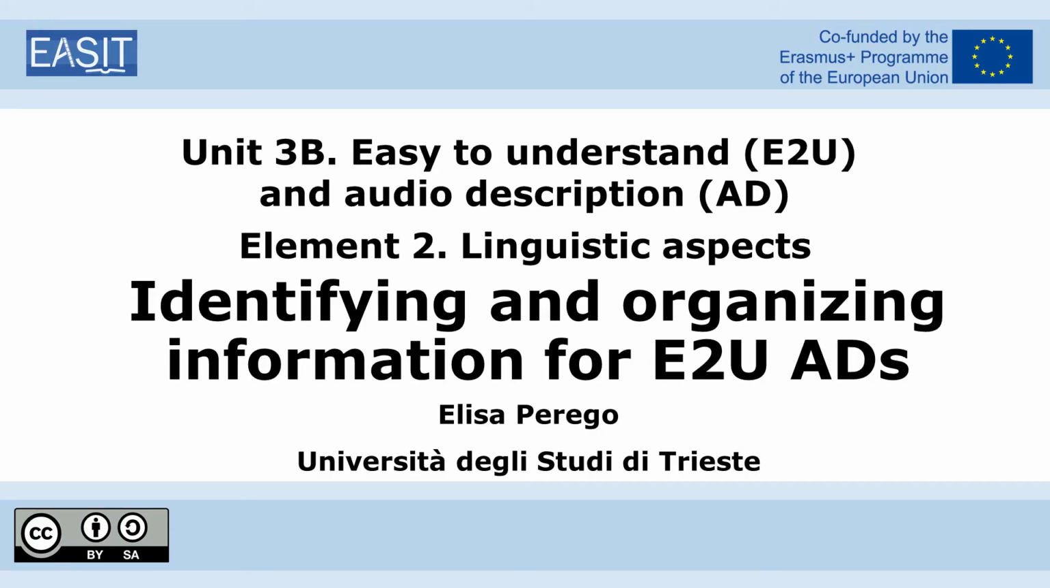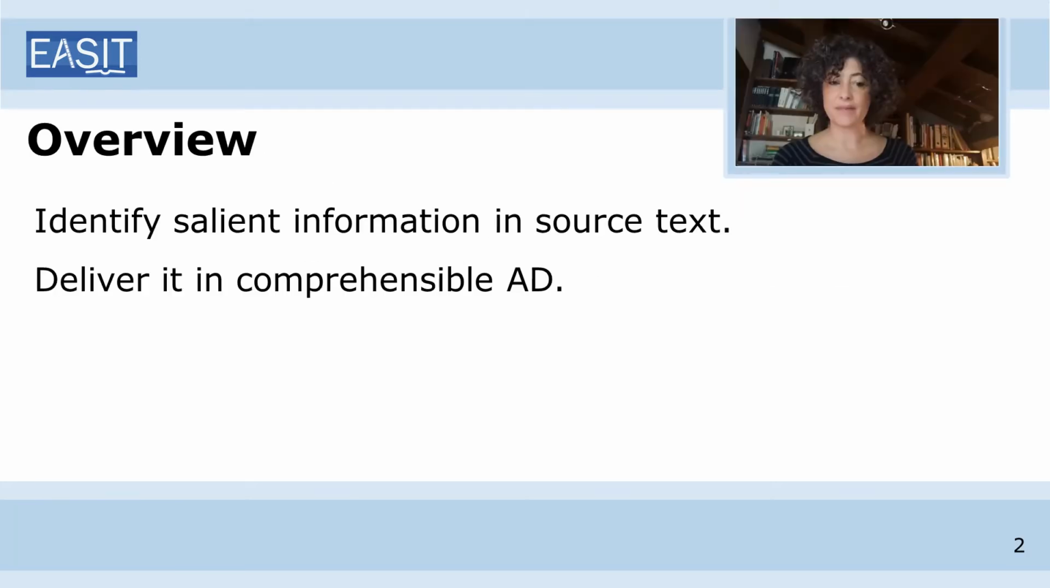This is Unit 3B, Easy to Understand and Audio Description, Element 2, Linguistic Aspects, Video Lecture: Identifying and Organizing Information for Easy to Understand or E2U Audio Descriptions, ADs. This is Elisa Perego from Università degli Studi di Trieste, and in this short video lecture I will give you some ideas on how to identify salient information in a source audiovisual text and deliver it in a comprehensible AD.